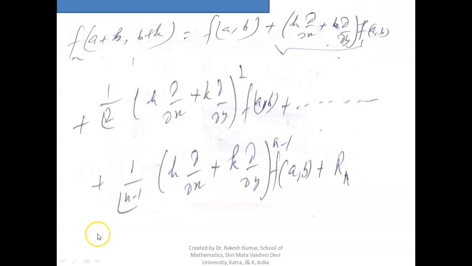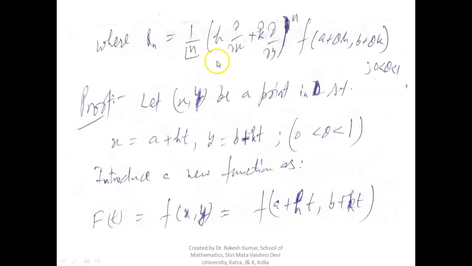such that f(a+h, b+k) is equal to f(a,b) + (h ∂/∂x + k ∂/∂y) f(a,b) + 1/2! (h ∂/∂x + k ∂/∂y)^2 f(a,b) + and so on. So the expansion of this is like this, right? Then Rn is 1/n! (h ∂/∂x + k ∂/∂y)^n f(a+θh, b+θk), where theta is lying between 0 and 1.